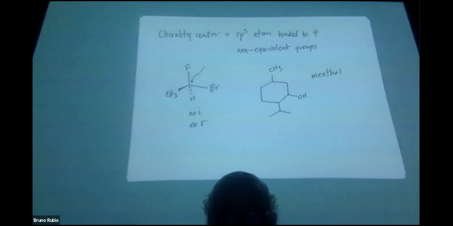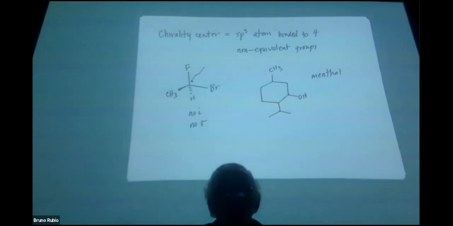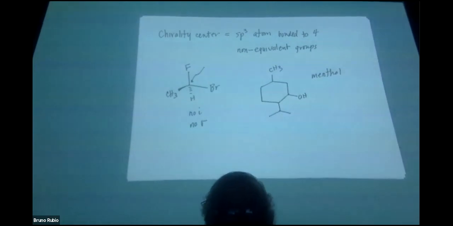Tell me how many chirality centers it has. Tell me here in the chat. Right, you're looking for an sp3 hybridized atom that is bonded to 4 different groups. How many chirality centers? sp3 hybridized atom bonded to 4 non-equivalent groups. So how many chirality centers in menthol? Tell me here in the chat, how many chirality centers?